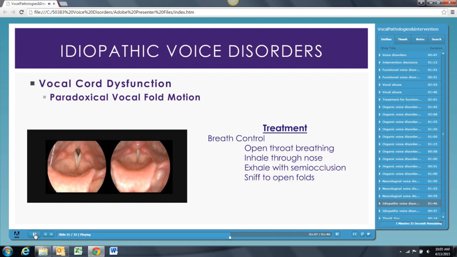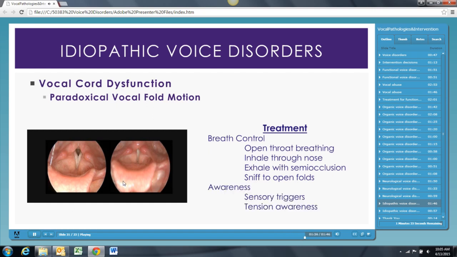Voice therapy can be very effective for this condition. Exercises that focus on breath control seem to work well for many patients. Open throat breathing techniques, slow inhalation through the nose, and exhaling through pursed lips are strategies that can work well to manage attacks. Quickly sniffing through the nose and exhaling through pursed lips is another strategy which can help pull a patient out of an attack.